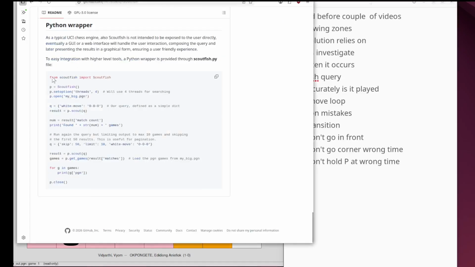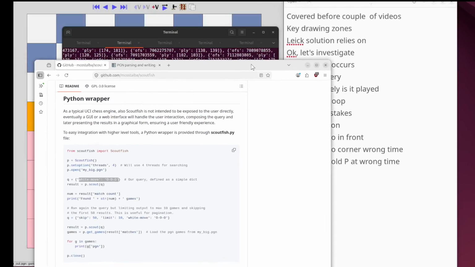Scoutfish, remember this idea: you download it, and I've shown it in many of my other videos. You send the query in, and depending on what database you start off with, I think I'm using Lumbra's, about 10 million games. Obviously if you queried for white moving, queenside castle, you'd get a lot. So that's what we're looking at.